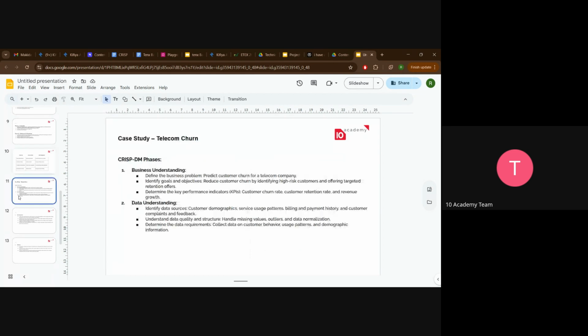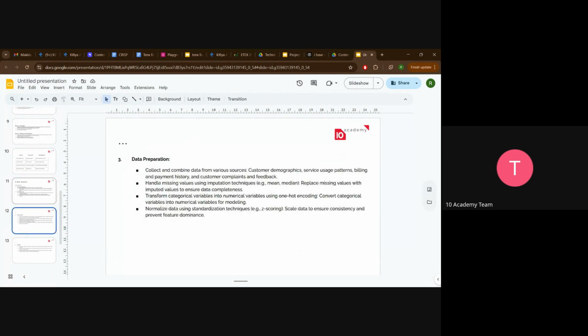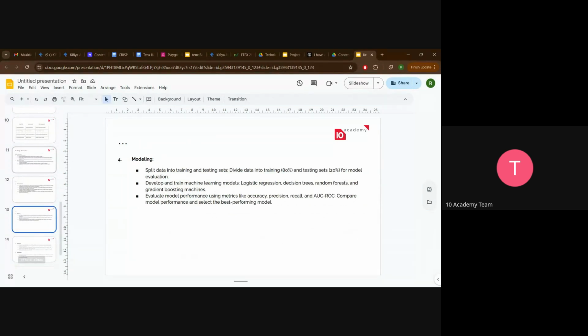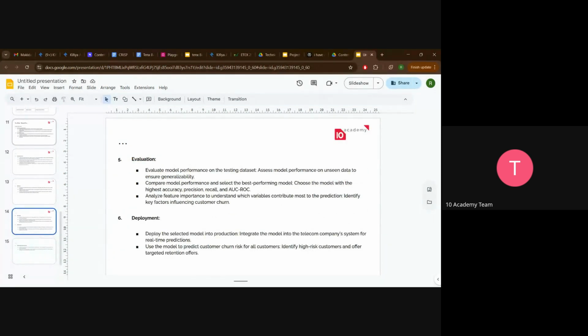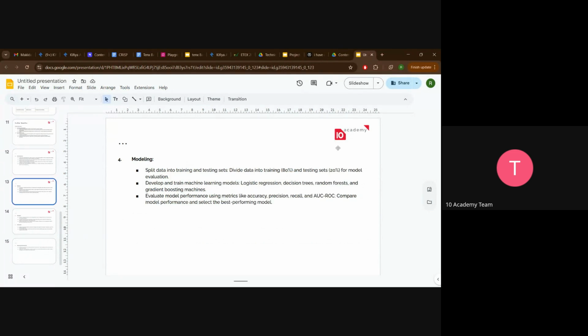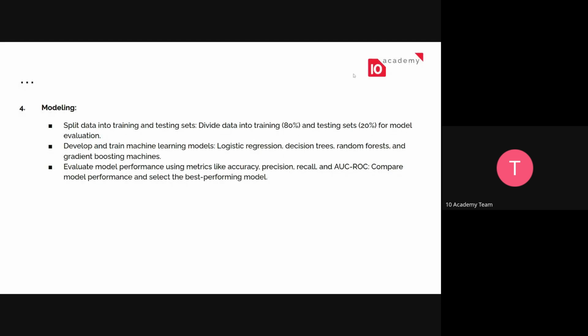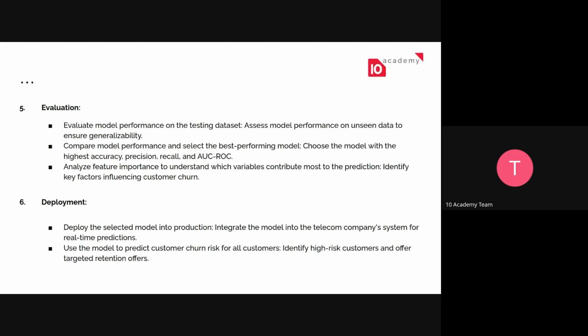So yeah, I guess talking about this, we've also covered most of the questions. That's why I was just following the question also. So the modeling part, we have classified the data, trained the model, evaluated the model performance, and checked the accuracy. Okay, then we come to the evaluation, evaluating model performance on testing datasets.